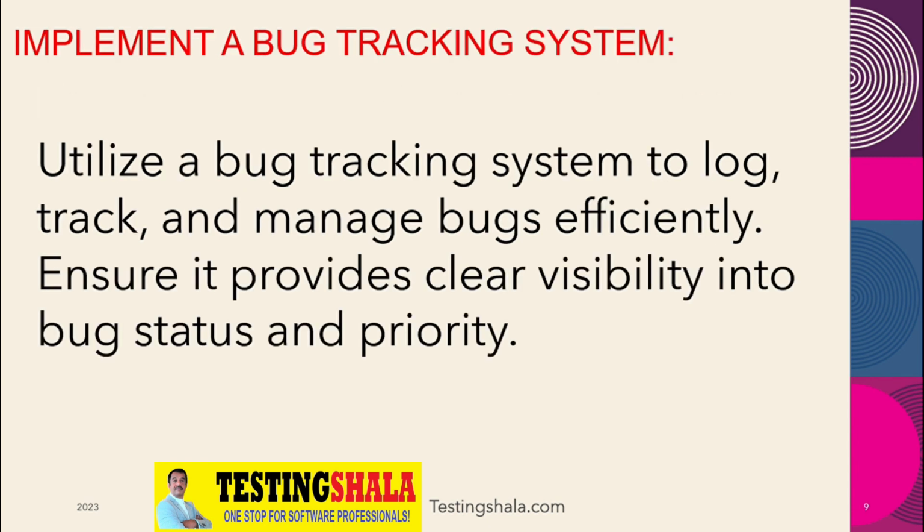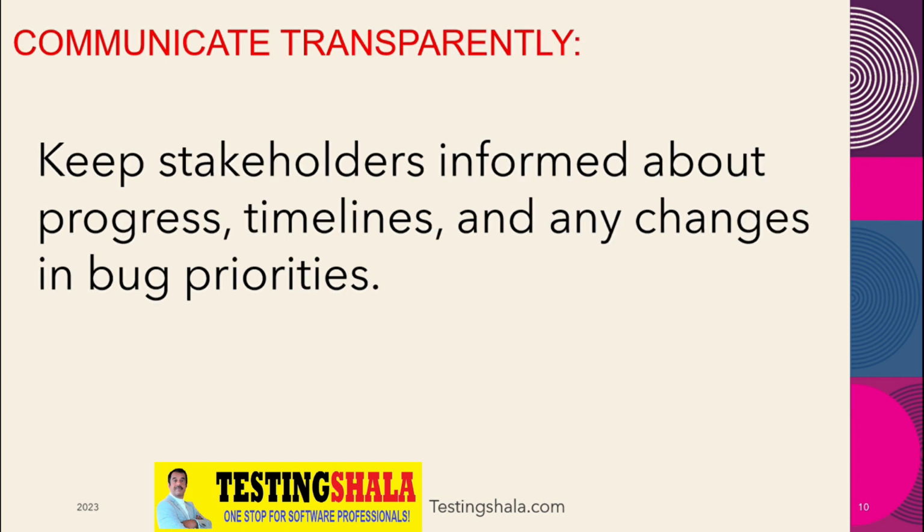We should also implement a bug tracking system which is visible to all the stakeholders to track efficiently, so that we can clear our backlog as quickly as possible. And we have to keep communicating thoroughly, transparently and efficiently across the various stakeholders regarding our overall progress in clearing the backlog, timelines and any changes in bug priority, so that every stakeholder is on the same page.